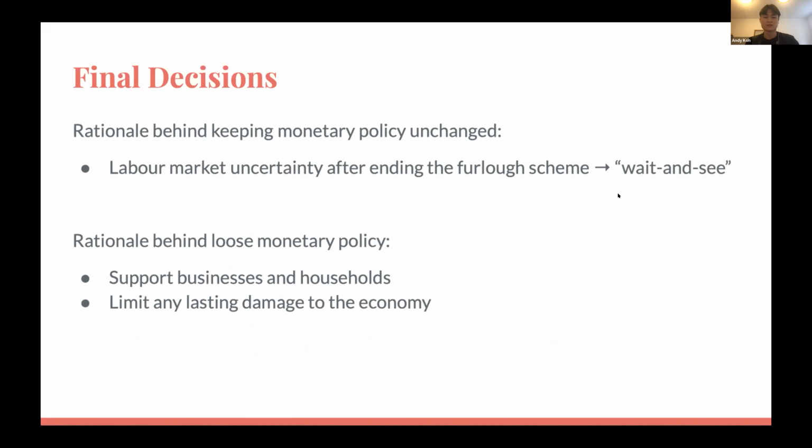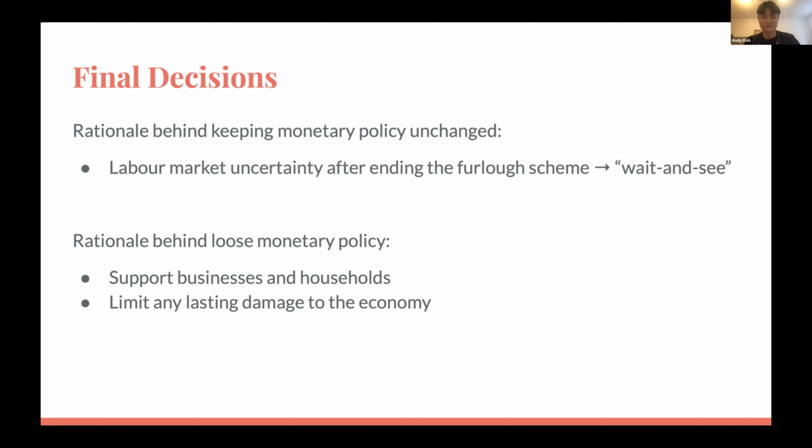According to the report, the MPC judged that the existing stance of loose monetary policy remained fairly appropriate. And from their meeting minutes, you can see that the 7 members of the MPC that voted in favor of maintaining the bank rate at 0.1% wanted to observe the effect of the end of the furlough scheme on unemployment before deciding whether a rate rise was needed. Hence, we can see that labor market uncertainty appears to be the main rationale behind the MPC's decision to keep monetary policy unchanged.